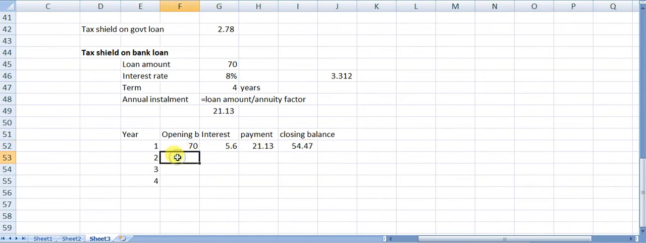That will be the opening balance. 54.47 is going to be the opening balance. Interest will be same, this into 8%. Payment is anyway same, 21.13. Closing balance will be same as that: opening balance plus interest minus payment. Do that for every year.